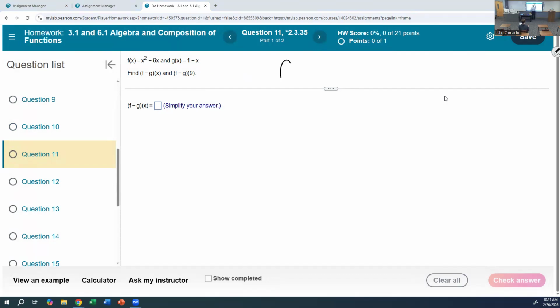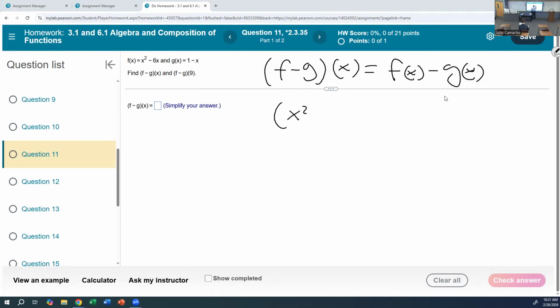Exactly. Because now you have f minus g of x. So what does that mean? That means you need to subtract g of x from f of x. And f of x is x squared minus 6x, minus g of x, which is 1 minus x. So we can take out the parentheses of the first expression, x squared minus 6x, and now we need to distribute this negative inside the parentheses. Negative times positive 1 is negative 1, and negative times negative x is positive x.